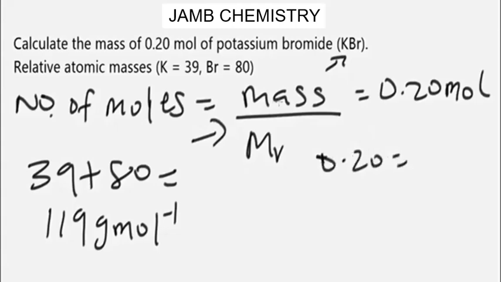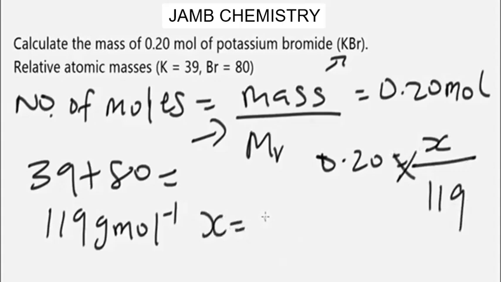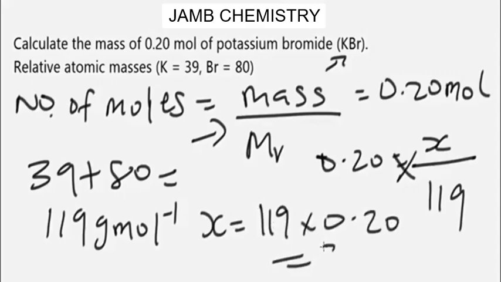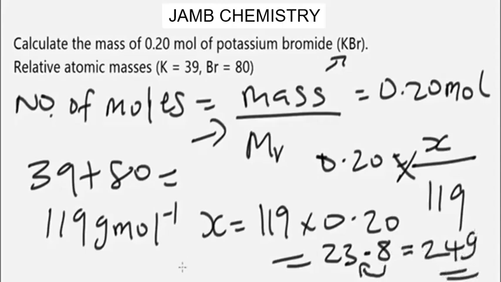So when you plug it in this formula, we're going to have 0.20 equals, let's replace the mass with x over 119. Now to make x the subject of the formula, you cross multiply. So our x, the mass, will now be 119 times 0.20, which, when you punch it in a calculator, is 23.8. Now if you are leaving it to the nearest whole number, this 8 is up to 5, so when you approximate it, the 3 becomes 4, and it will now be 24 grams. And that will be the answer to this question.